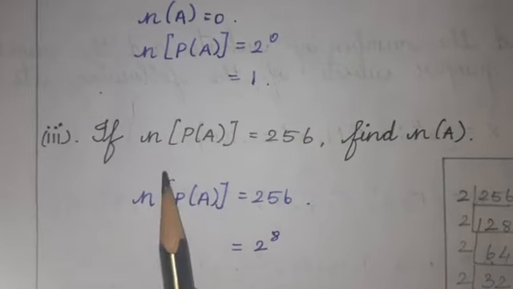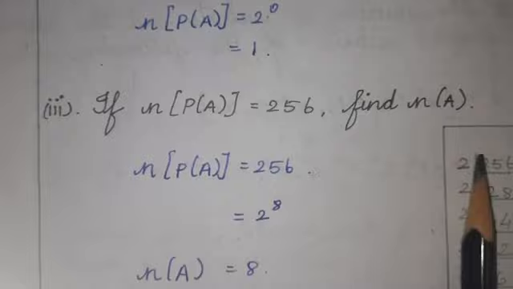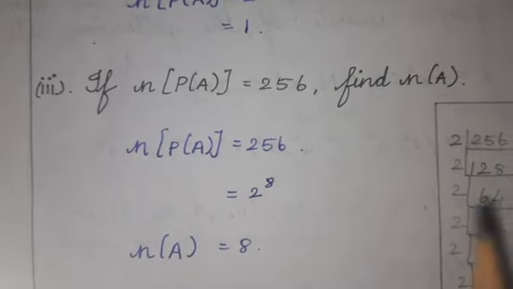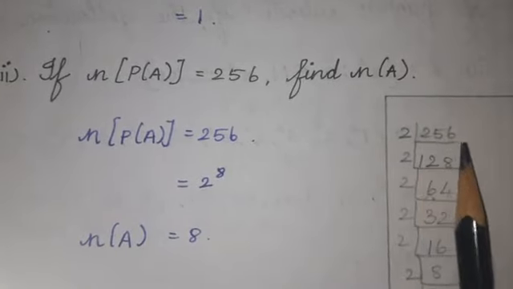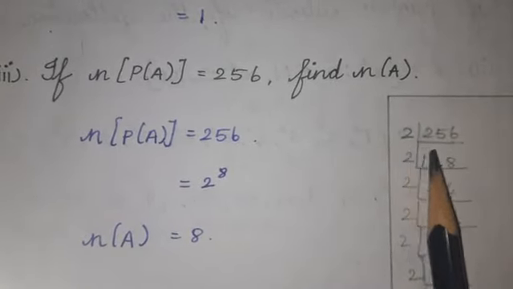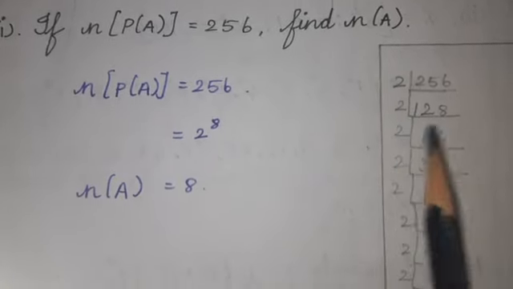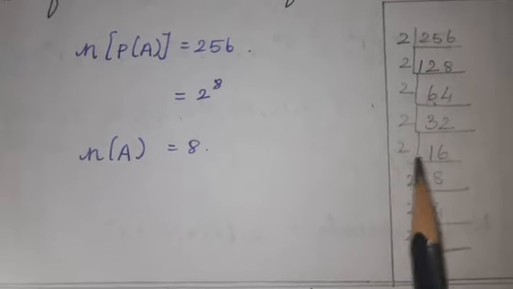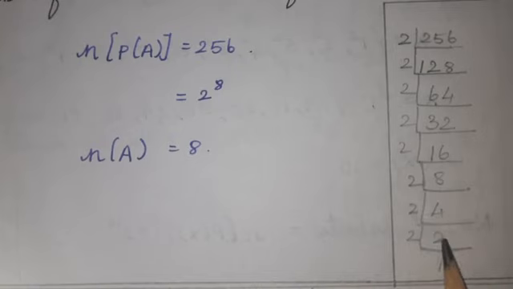Third question. If n of P of A is equal to 256, find n of A. So n of P of A is equal to 256. Here we should simplify in the rough column. 256, 2 table, you should factorize. You will get 128. Then 2 table, it is 64. Next 2, 32. 2 table, 16. 2 table, it is 8. 2 table, it is 4. 2, 2. Again 2, you will get 1.